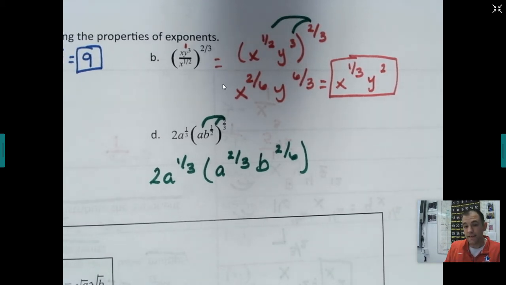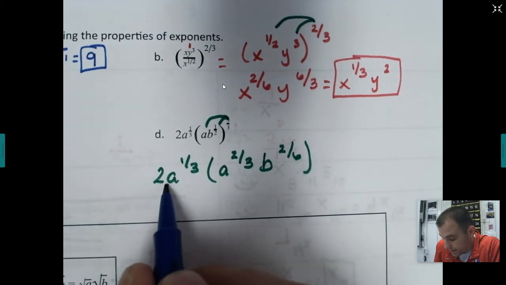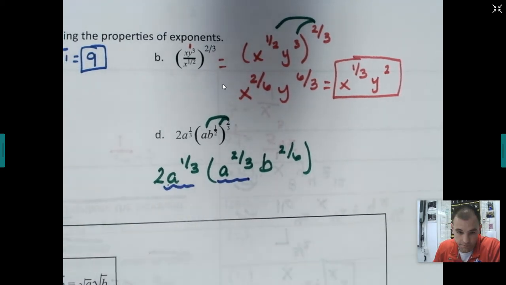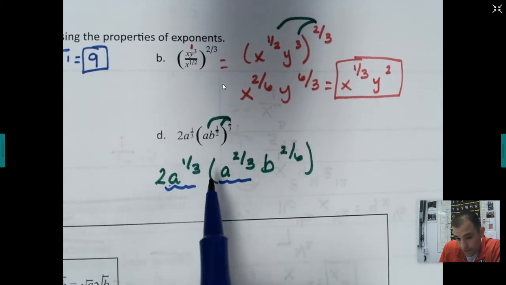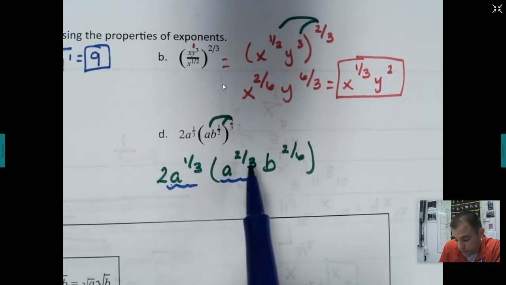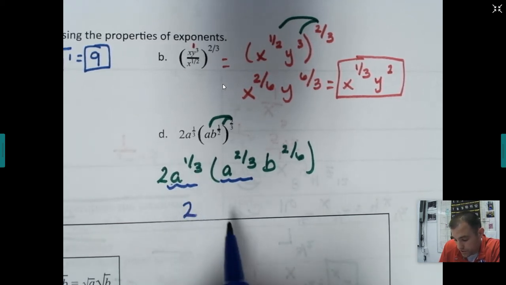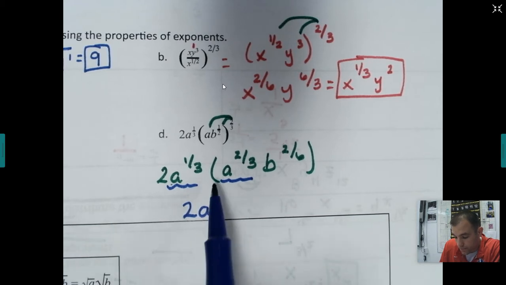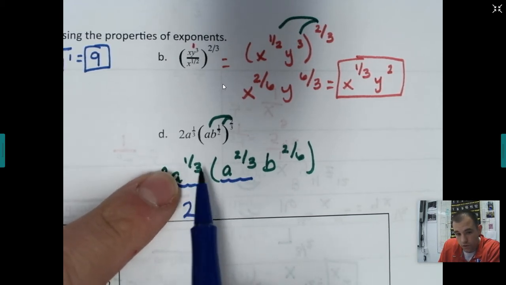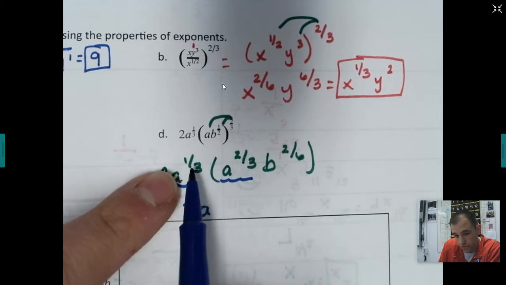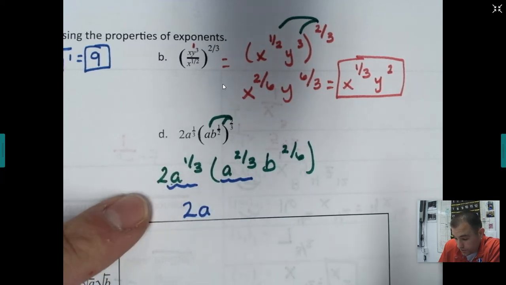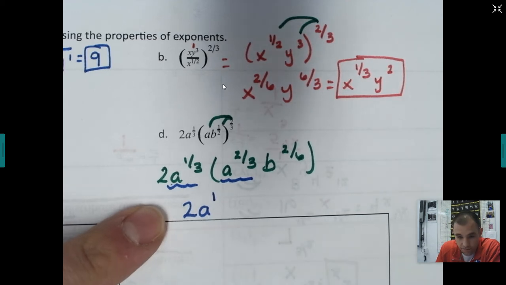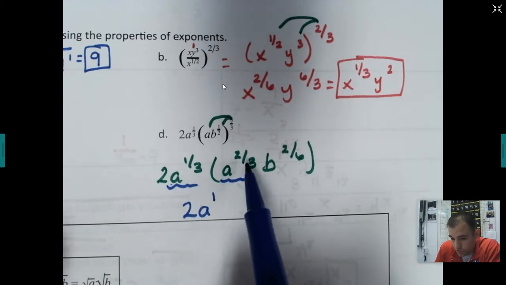Now I can combine this a with that a because I'm multiplying and they have the same base. Remember, when we multiply things, we add their exponents. So the 2 is not going to change. The a is not going to change. But the exponents, if I added 1/3 plus 2/3, so if you have 1/3 of a dollar and somebody gives you 2/3 of a dollar, you now have 3/3. You have a whole dollar. So just a to the first. 1/3 plus 2/3 is 1.